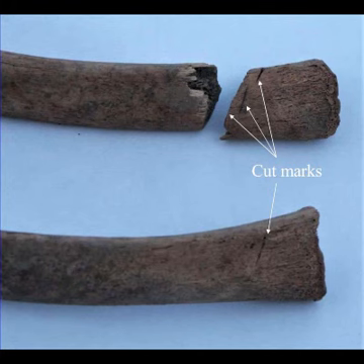Here you can see some cut marks on some ribs. These were made when the person was stabbed to death. And in fact, one cut was so forceful that it actually severed the end of the rib.